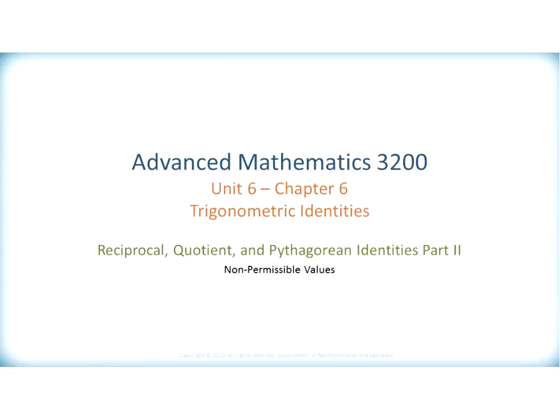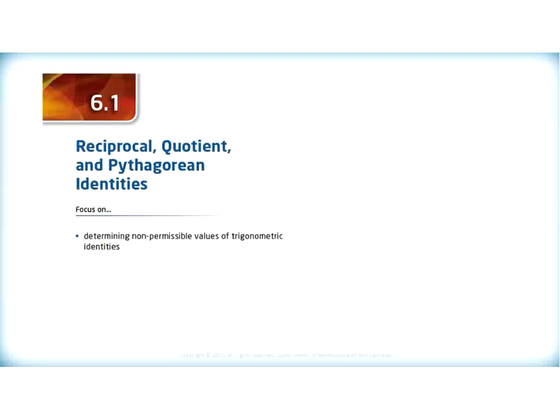In this lesson, we're going to be looking at Unit 6, Chapter 6, Trigonometric Identities. We're going to be again looking at reciprocal, quotient, and Pythagorean identities, but we're looking at Part 2, specifically non-permissible values. As we said, this is from Section 6.1. The focus is on determining non-permissible values of trigonometric identities.